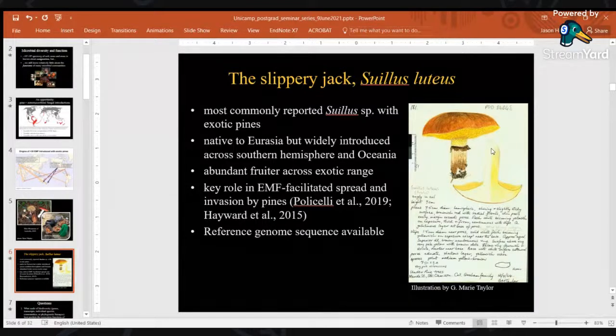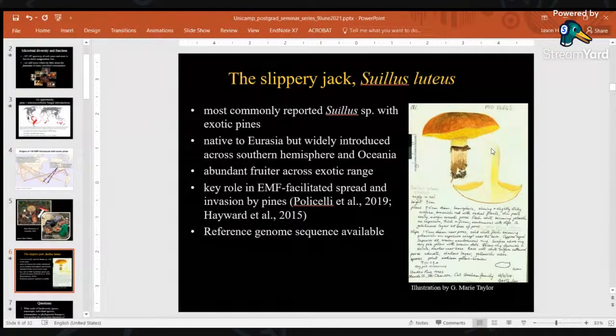It's native to Eurasia, but has been widely introduced across the Southern Hemisphere and Oceania. It's an abundant fruiter across the exotic range, and it plays a key role in the spread of pines, facilitated by ectomycorrhizal fungi. And a nice feature is that there is a reference genome sequence available, so there is the potential for informative genomic work as well.